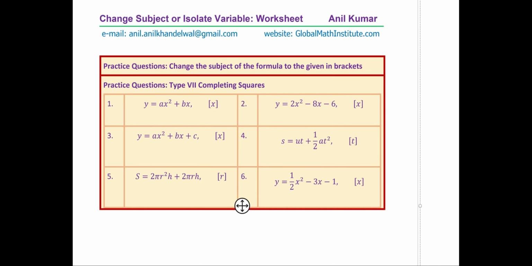The last one in this series is kind of difficult: you need to complete the square to isolate the unknown. For example, this particular equation could be a challenge for some of you who are in grade 8 and 9. You need to isolate x from the equation y equals half x squared minus 3x minus 1. Well, that brings us to the end of the questions in our worksheet.